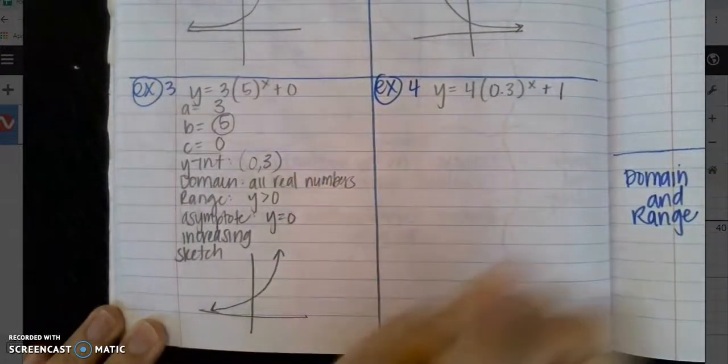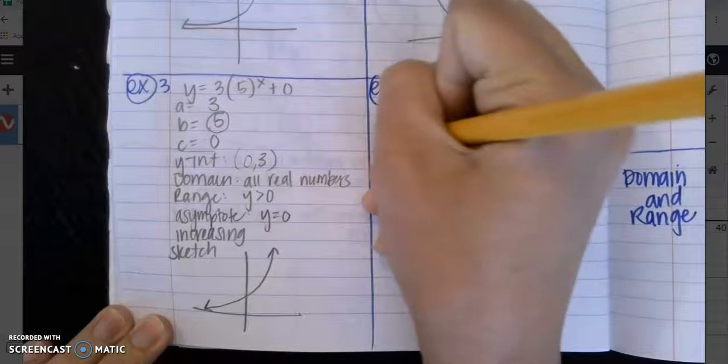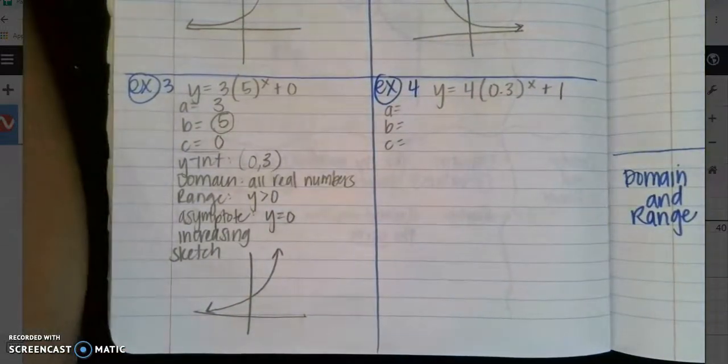Last one. This one's a little bit spicy. My A equals, my B equals, and my C equals. Don't worry, they can't see me dressed like this.